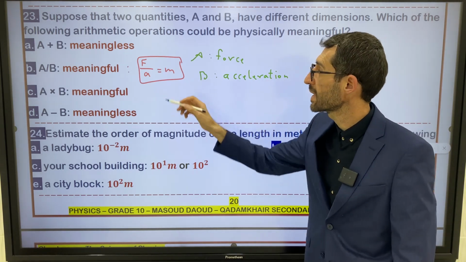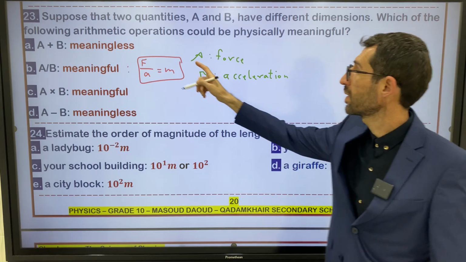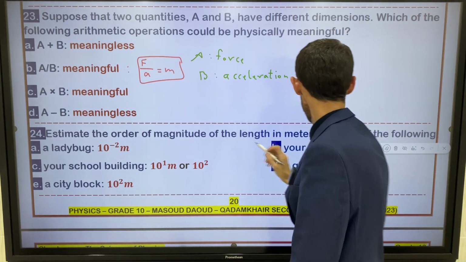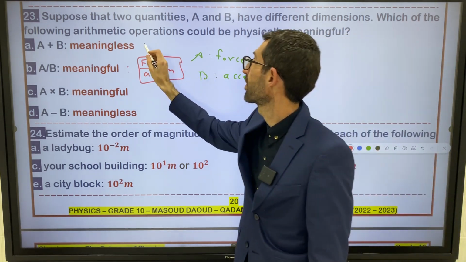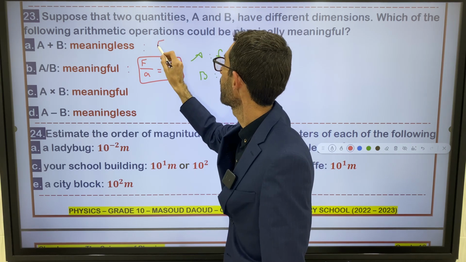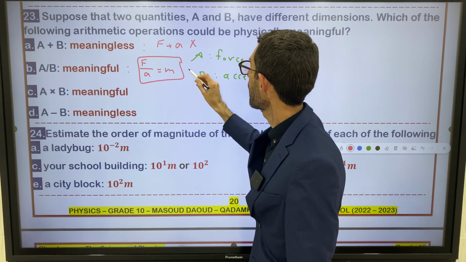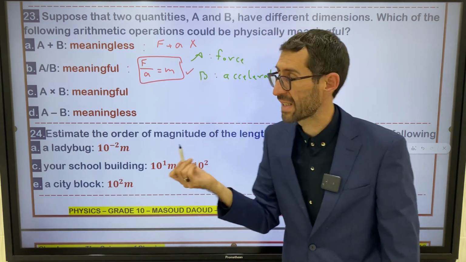Let's move on to another one. Let me write the answer of the first one here in front of the question. A plus B, I say F force plus acceleration. That's why it can't be. But this one works.